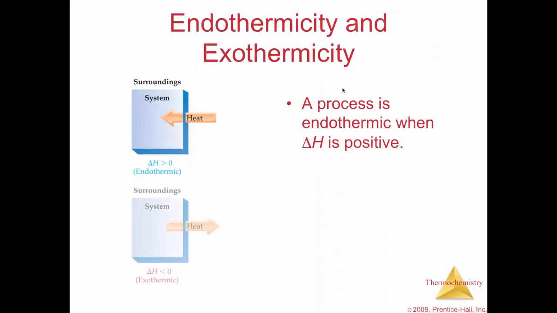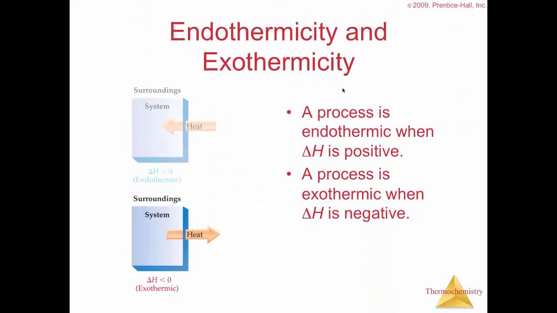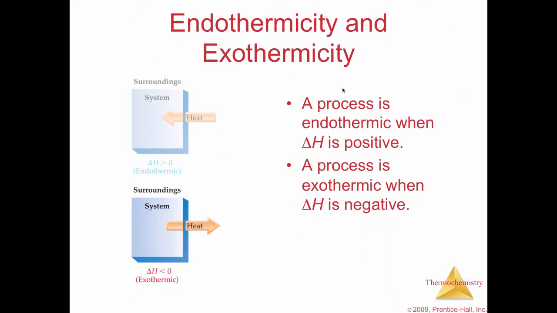Endothermicity and exothermicity. A process is endothermic when the enthalpy change is positive. A process is exothermic when the enthalpy change is negative. Again, when heat is absorbed by the system, we have a positive enthalpy change, and when heat is released, we have a negative enthalpy change.